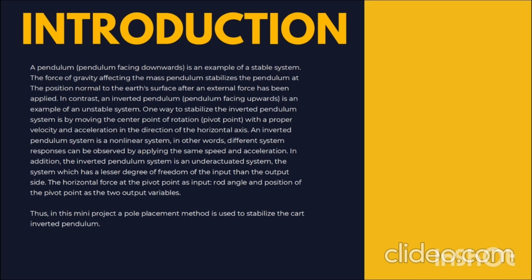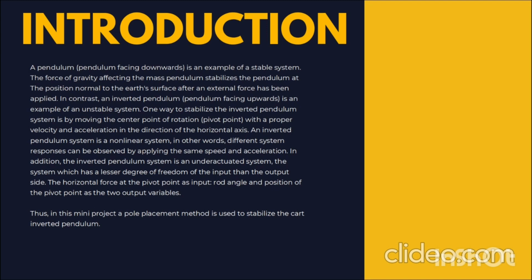One way to stabilize the inverted pendulum system is by moving the center point of rotation (pivot point) with a proper velocity and acceleration in the direction of the horizontal axis. An inverted pendulum system is a nonlinear system. In other words, different system responses can be observed by applying the same speed and acceleration.